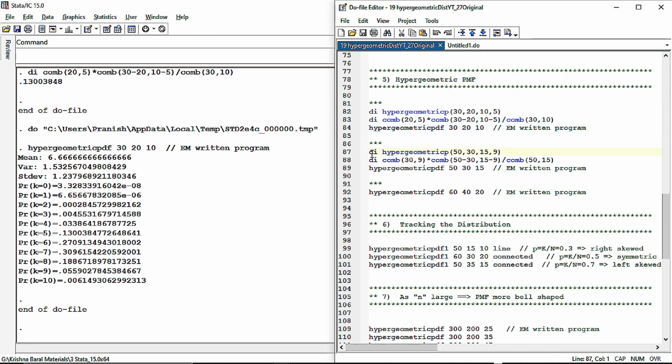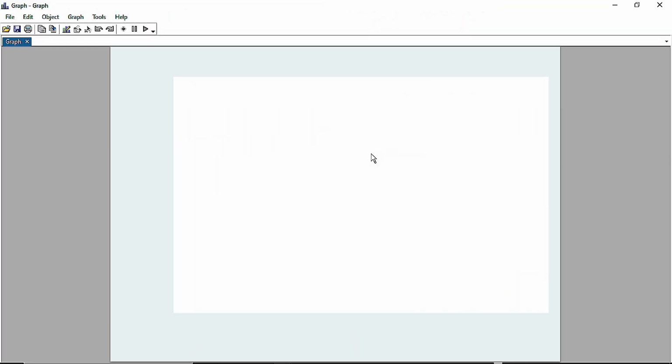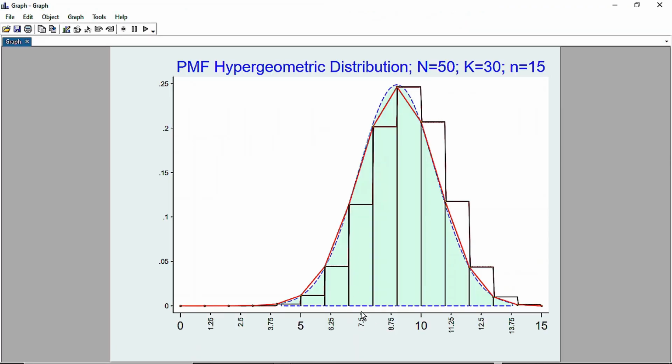And let us say another example. Here we are taking the population to be 50, and 30 of them have the attribute of interest. We are taking a sample of 15, and we want to ensure 9 of them should have the attributes of interest, and by both of the formulas we get the same value. It's 25% nearly, and let us check it. So for 9, it is this value, 24 or 25.